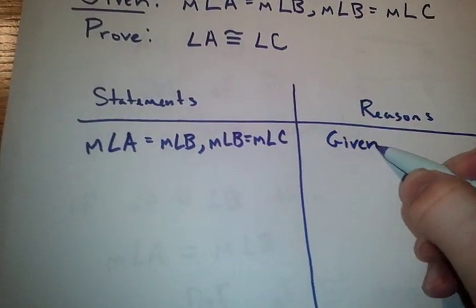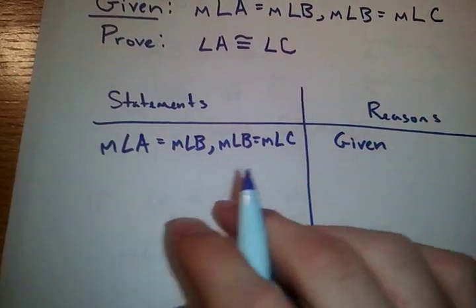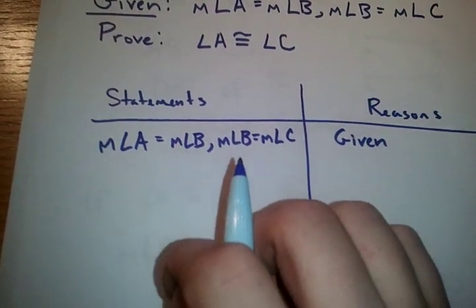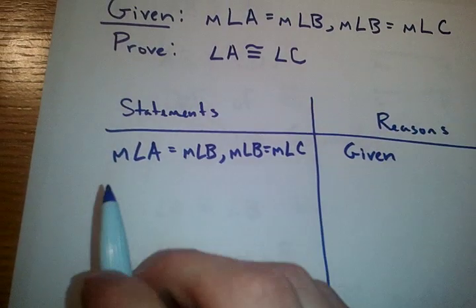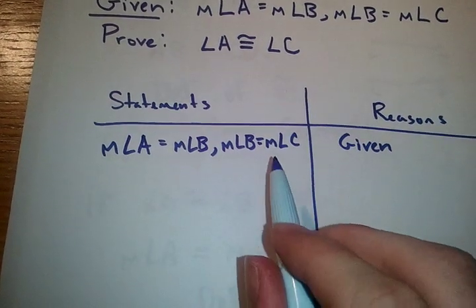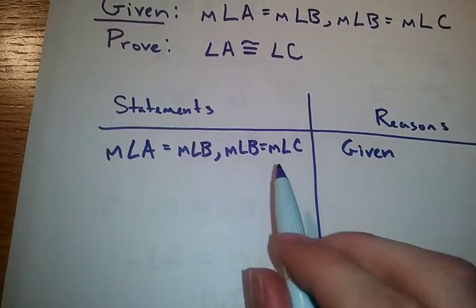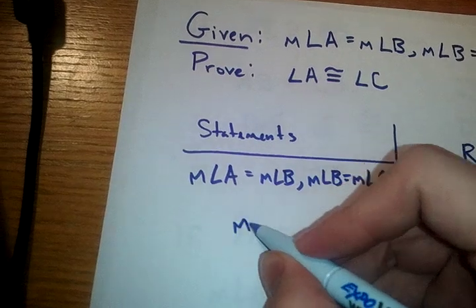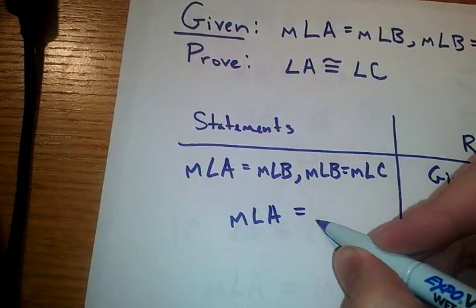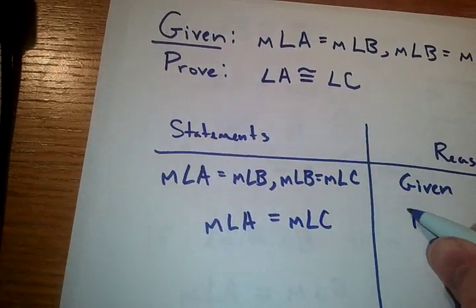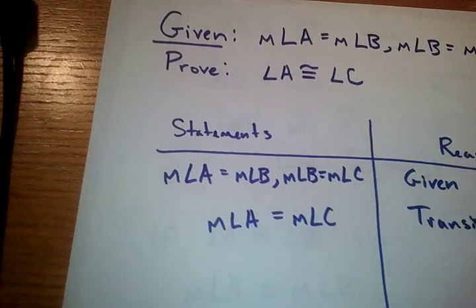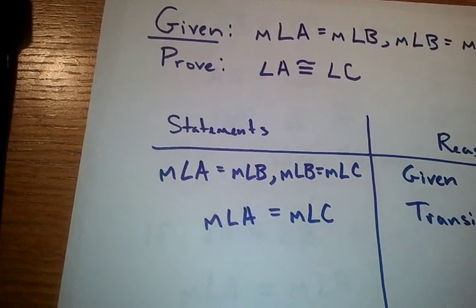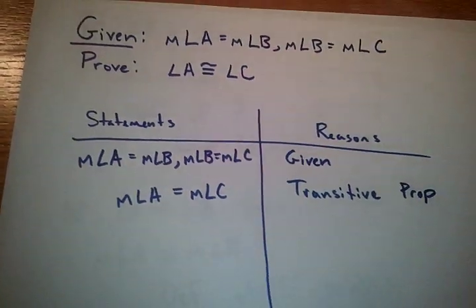This was given. From here, what we notice is we have two measures of angle B. So by that law of transitivity, by the transitive property, we can say that the measure of angle A is equal to the measure of angle C, the transitive property.